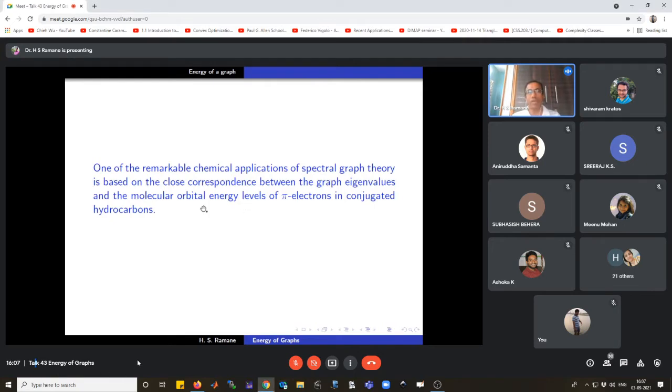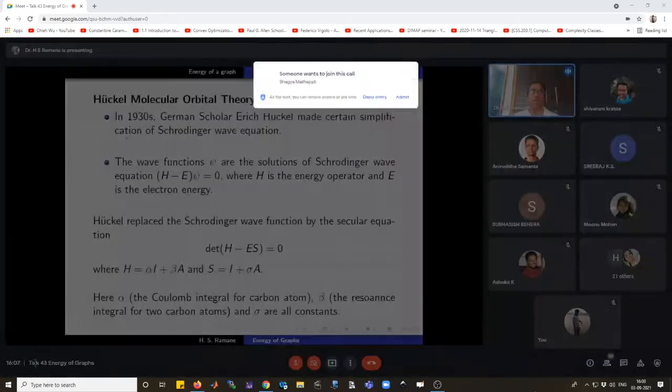eigenvalues and the molecular orbital energy levels of pi electrons in conjugated hydrocarbons. Not in the whole, so let us see a little bit about the Hückel molecular theory.